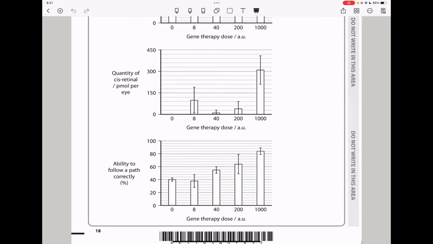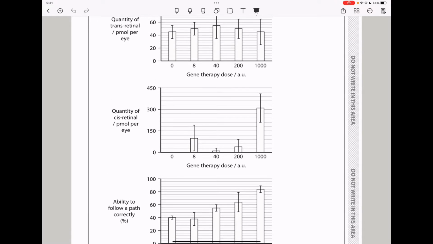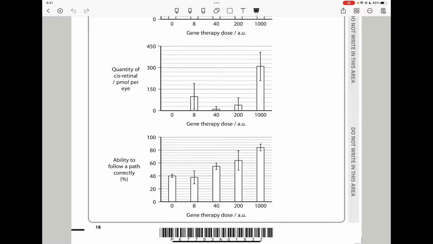The second graph shows the quantity of cis retinol, and overall we can see it decreases and then it increases as the concentration of that dosage is increased. So there will be more cis retinol. That is because it has to be regenerated. The third graph shows the ability to follow a path correctly. Here we can see that ability overall is being increased with the increase in gene therapy dose. Let's continue to the next page.